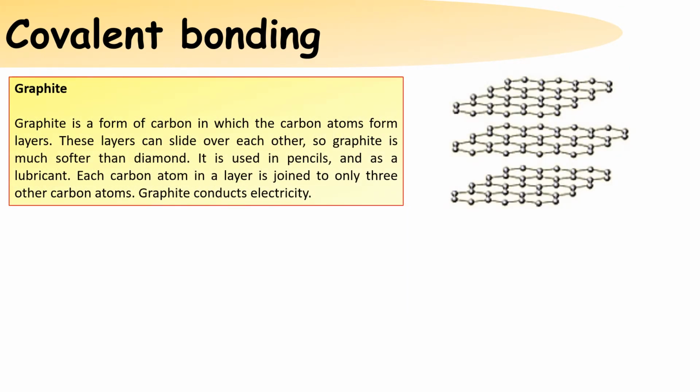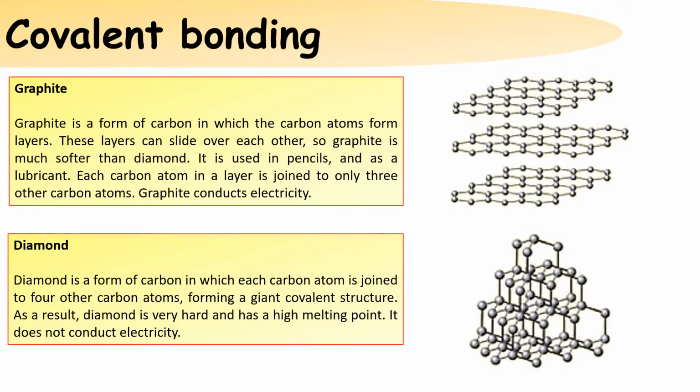Graphite is a form of carbon atoms that forms in layers. These layers can slide over each other, so graphite is much softer than diamond. It is used in pencils and in lubricants. Each carbon atom in a layer is joined to only 3 other carbon atoms, so in between the layers there are free moving electrons, so graphite can conduct electricity.